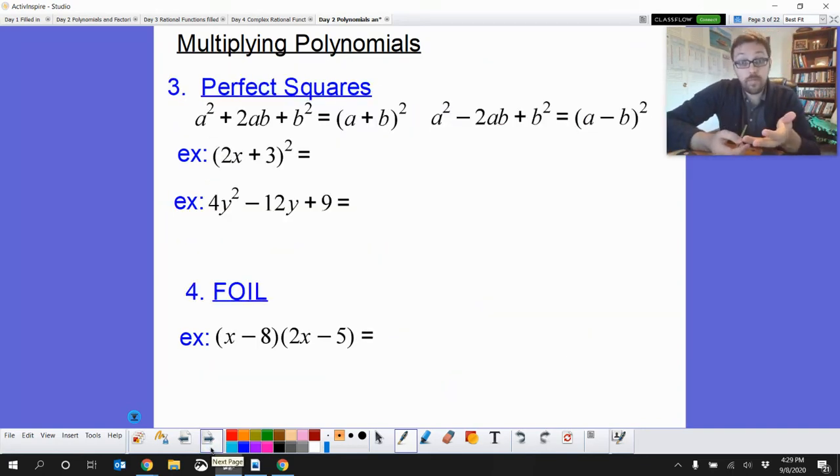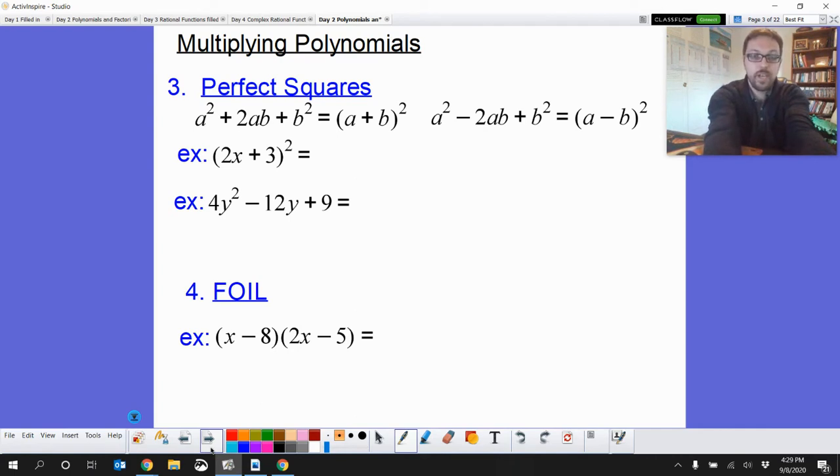Next, if we're looking at perfect squares, this is a shortcut that you can use in order to multiply things together a little bit faster. I'm going to talk about foiling in just a second, but this is just a shortcut. Rather than doing first, outside, inside, last, you can square the first thing. So, I forgot to square it. So 2x squared gets us 4x squared. Square the 2, square the 4.